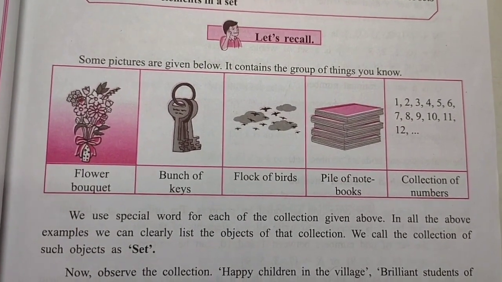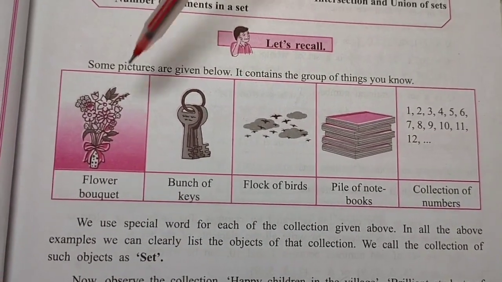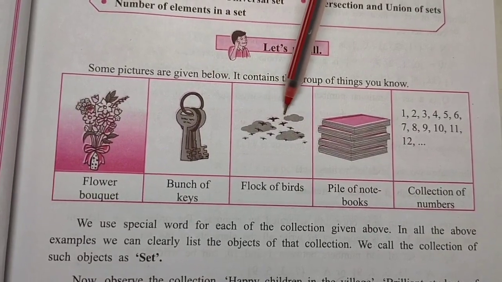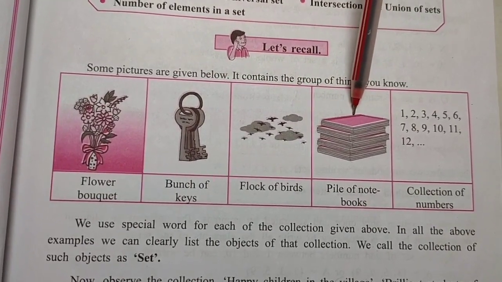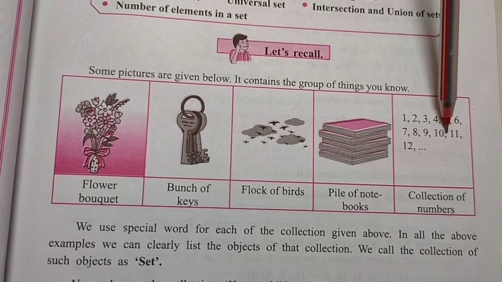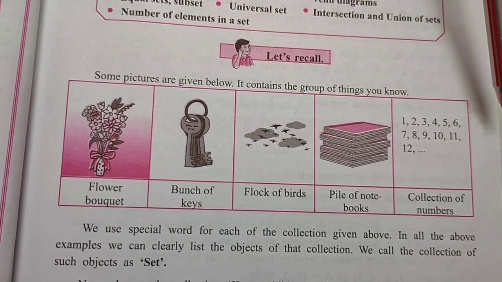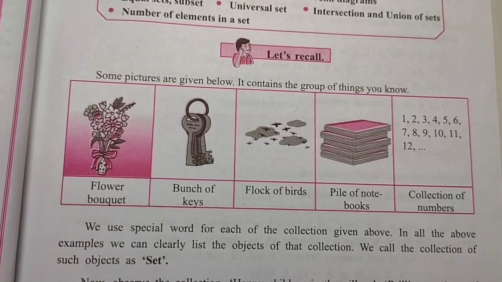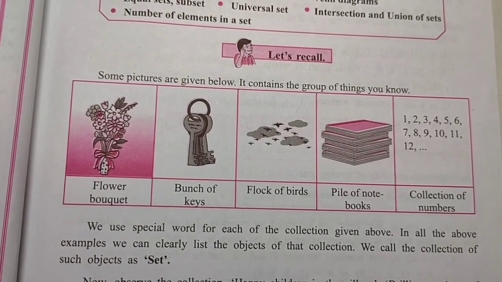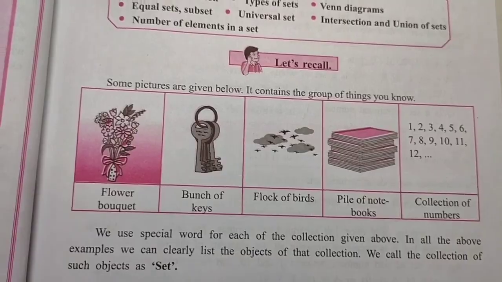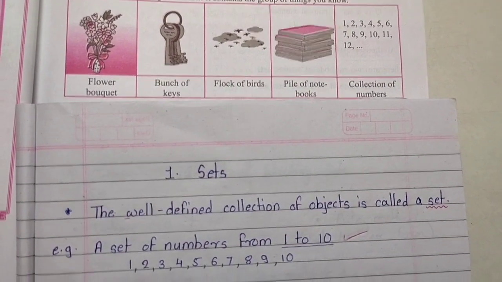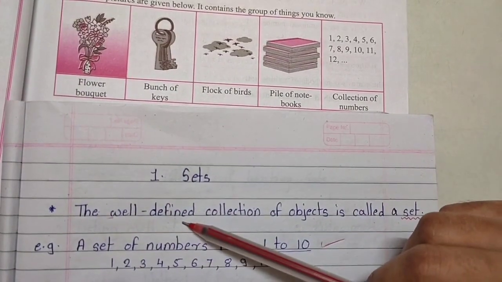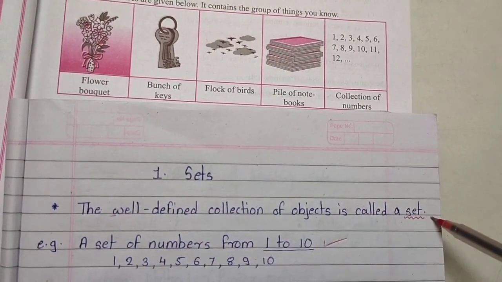Just have a look at these images. Flower bouquet, bunch of keys, flock of birds, pile of notebooks, collection of numbers. What do you think about them? The one thing that can be seen in common is that everything is in the form of a group or set. What exactly is a set? The well-defined collection of objects is called a set.